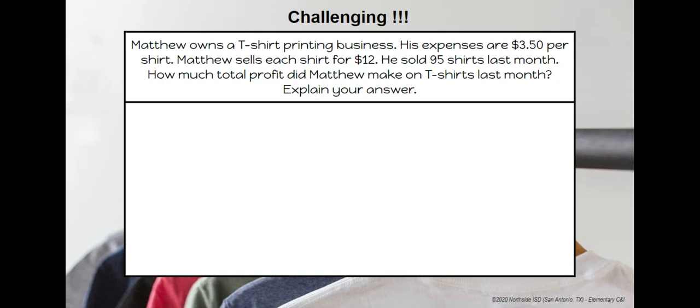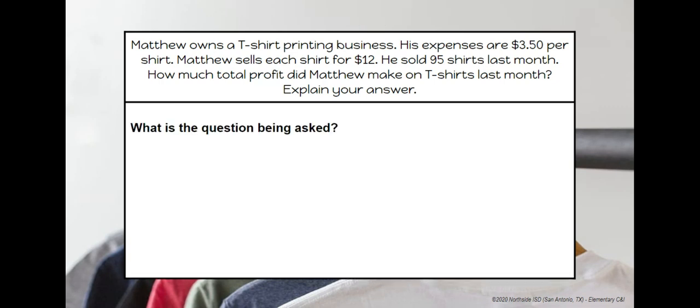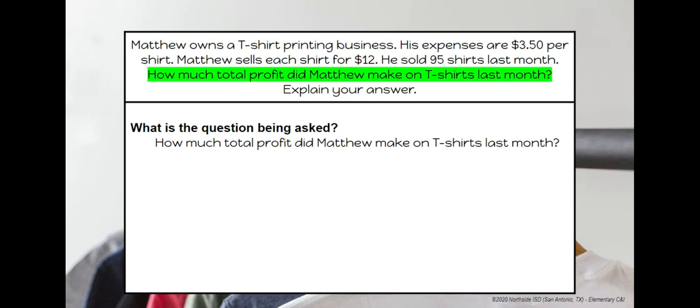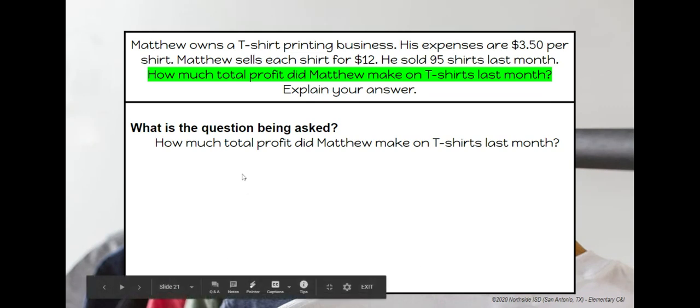Now, before you get confused and say, oh my gosh, there's too many numbers, I don't know what to do, take a breather and ask yourself the first question you should always ask yourself. What is the question being asked? What question do you need to answer by the end of solving this problem? If you said how much total profit did Matthew make on t-shirts last month, then you are correct. That's the question being asked. Your question's always going to end with a question mark. That's what you need to find out.